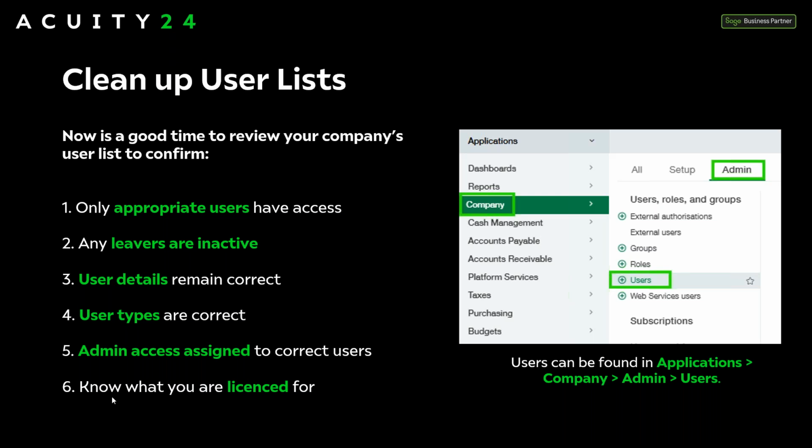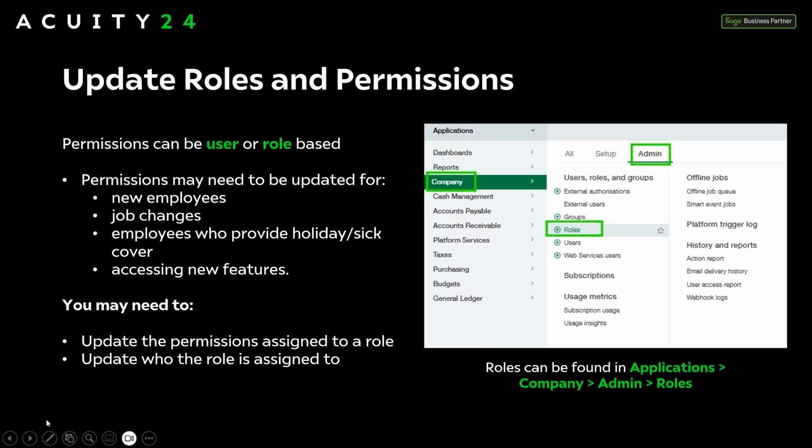We're also going to, in the same demo, look at roles and permissions. In addition to the users, you may want to review what roles and permissions you've got set up for a user. Permissions can be user or role based. In most cases, roles are used to easily manage multiple users or groups of user permissions at one time. Most customers have role-based permissions set up.